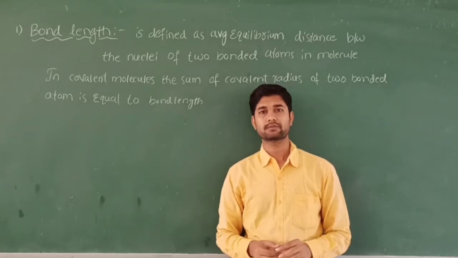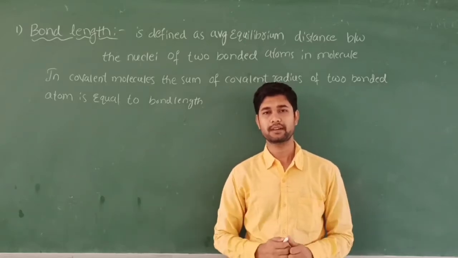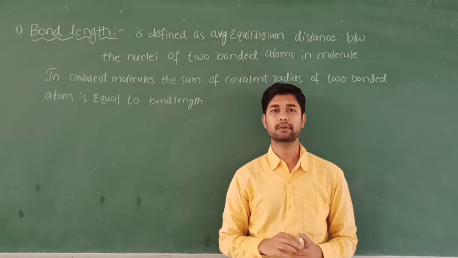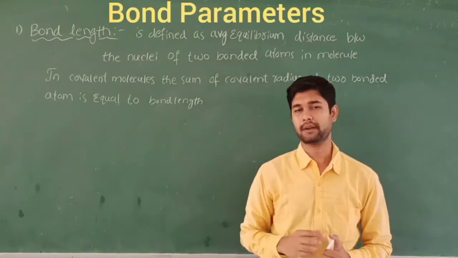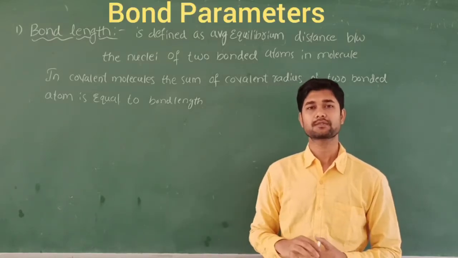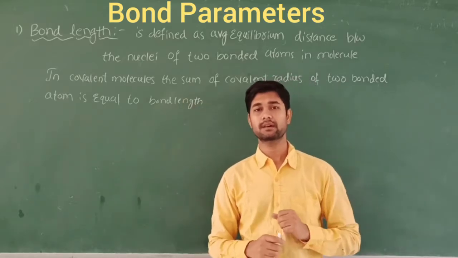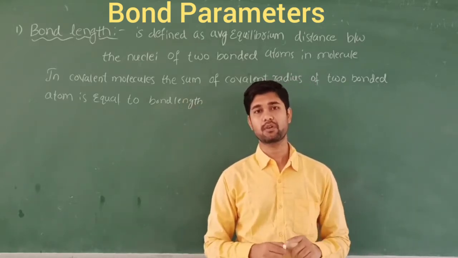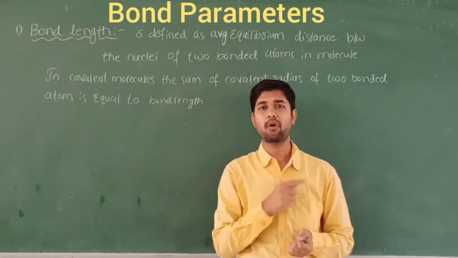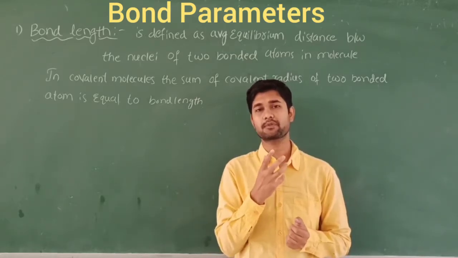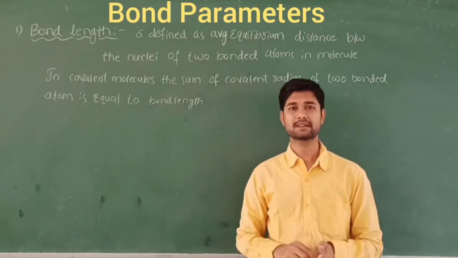In earlier classes we have discussed the covalent bond, right? That covalent bond is characterized by four bond parameters. The first one is bond length, the second one is bond angle, the third one is bond order, and the fourth one is bond energy. These parameters characterize the covalent bond. So let us discuss them one by one.